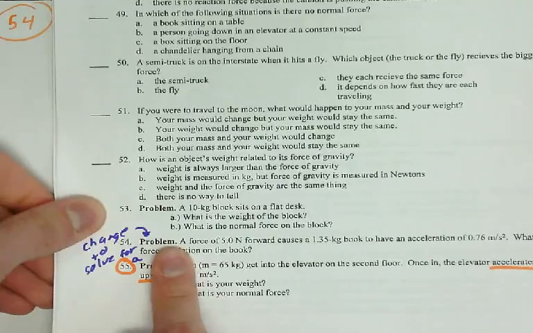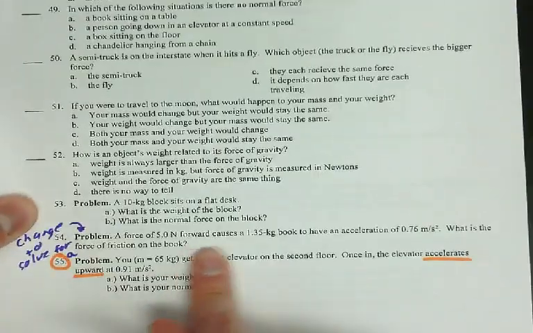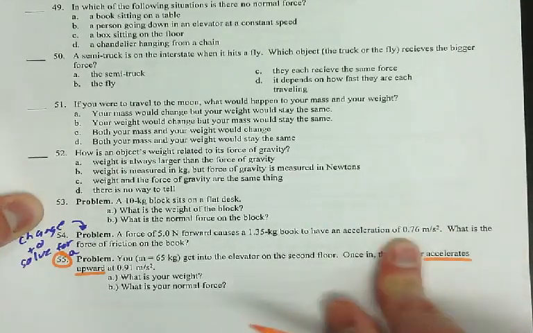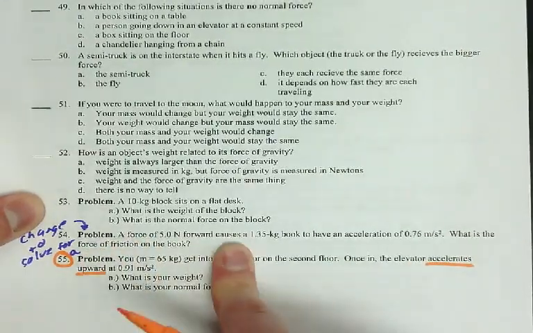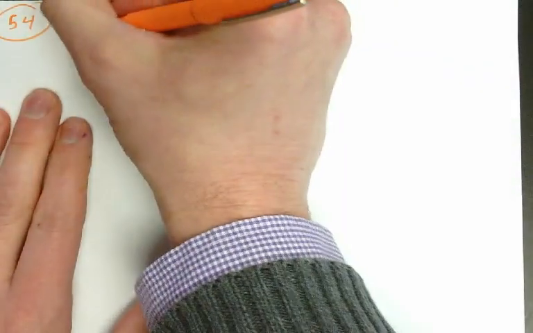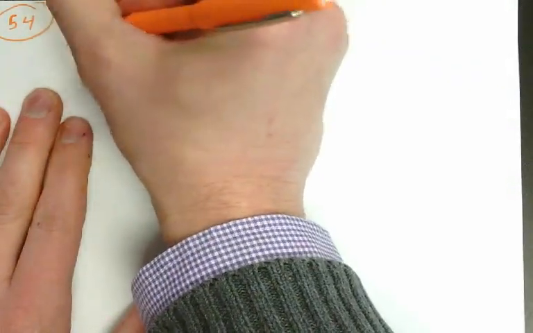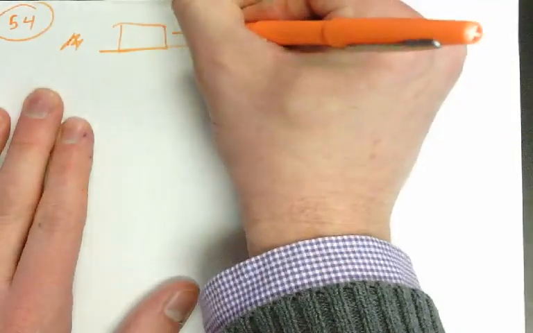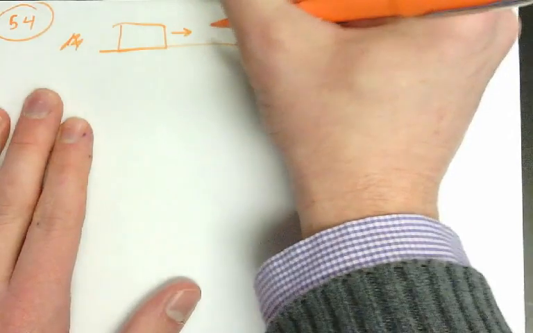So 54, a force of 5 newtons causes a 1.35 kilogram book to have an acceleration of 0.76 meters per second squared. What is the force of friction on the book? So the first thing we want to do is draw a diagram. So here is my book. It has a force applied to it of 5 newtons.